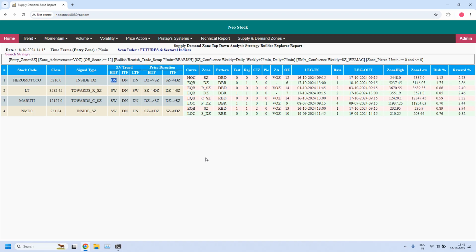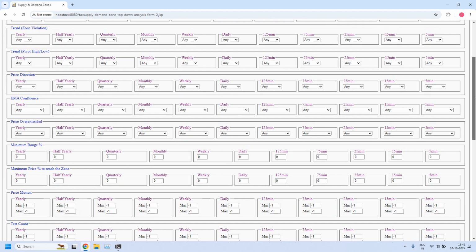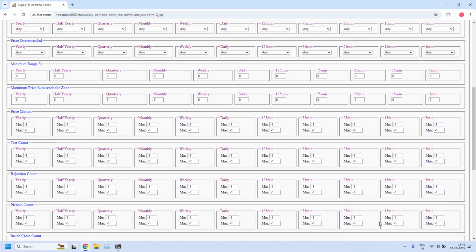Okay. So next, let us look for bullish trade setup for daily income trade. For daily income trade, the entry time frame is 15 minutes. Entry zone is demand zone in bullish or bearish trade setup. At entry time frame 15 minutes, I am selecting bullish. And this 15 minutes demand zone should not be pierced. So in the pierced count, at 15 minutes time frame, I am setting minimum value 0, maximum value 0.